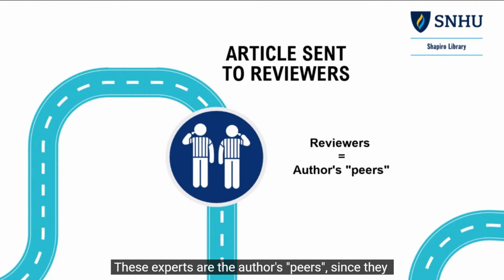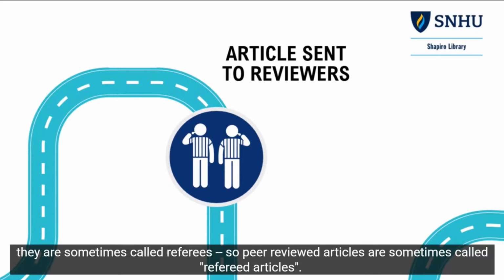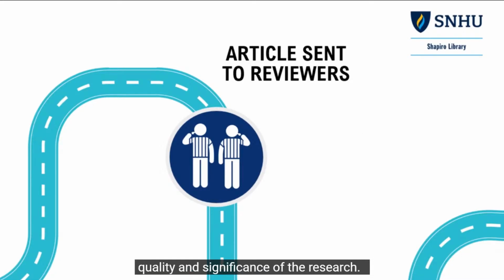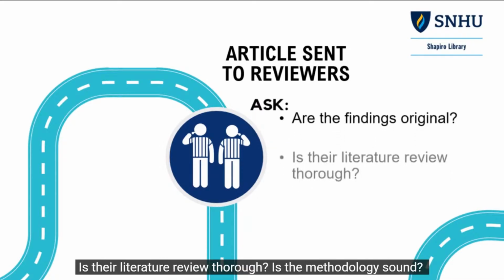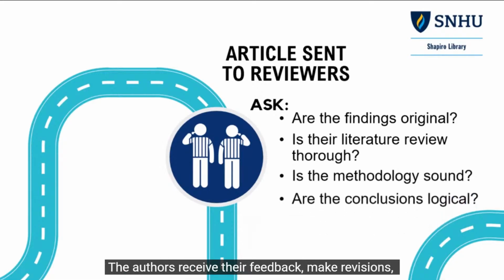These experts are the author's peers since they are working in the same research area. And since they are making a judgment about the article, they are sometimes called referees. So peer-reviewed articles are sometimes called refereed articles. Each reviewer evaluates the article by asking questions to judge the quality and significance of the research. Questions like, is the research original? Is the literature review thorough? Is the methodology sound? Are the conclusions logical?